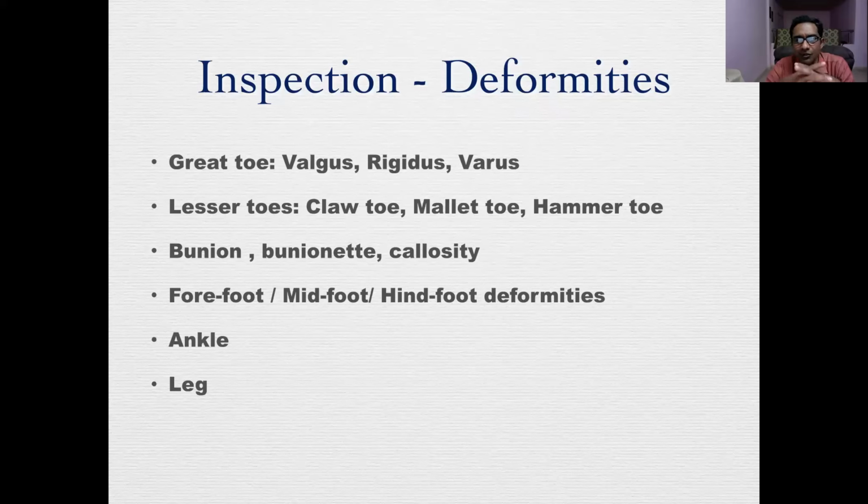Similarly, once you finish the toes, you come to the forefoot and describe the forefoot. You come to the midfoot, describe the midfoot deformities, and describe the hindfoot. You go up to the ankle. If there's an ankle deformity, you speak about the ankle and then move on to the leg. So you come from the toe all the way to the leg in your description.